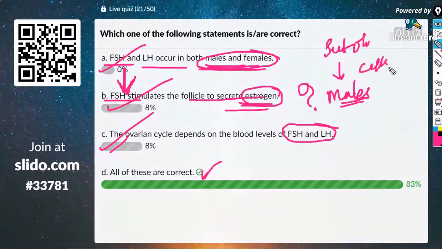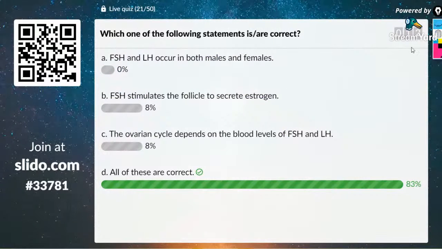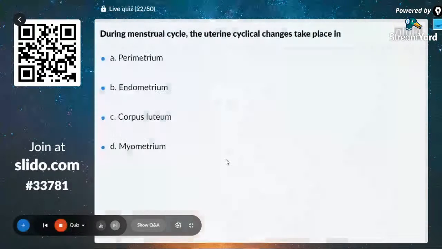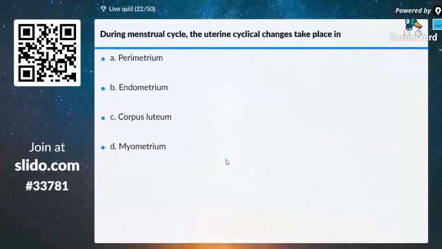Next question on the screen. During menstrual cycle, simple question guys, simple question for a NEET aspirant. During menstrual cycle, the uterine cyclical changes take place in perimetrium, endometrium, corpus luteum and myometrium.